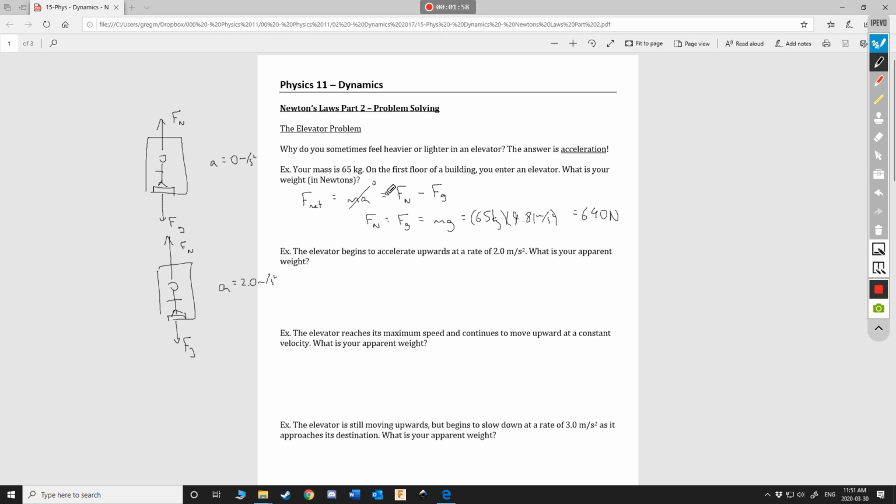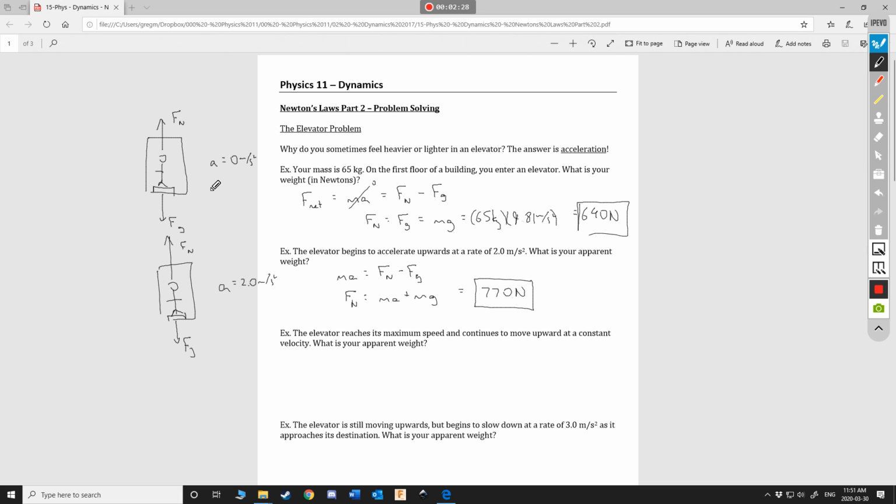We still have this equation above: ma is equal to Fn minus Fg. But a is no longer 0, so Fn is equal to ma plus Fg. Fg is just mass times gravity, so we're going to be adding the two up: mass times acceleration plus mass times gravity. If we plug in our values here, we get a value of 770 newtons. Go ahead, make sure you do it yourself. Make sure you have the same values.